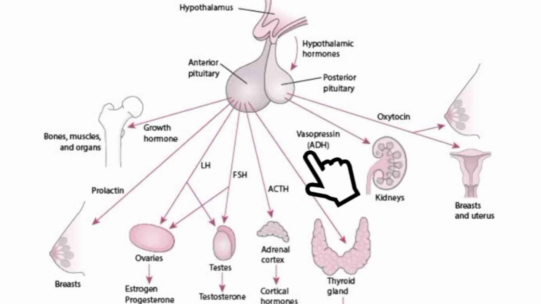Then we have vasopressin, which comes from the posterior pituitary, also known as antidiuretic hormone. It will act on the kidneys to cause water retention, antidiuretic.